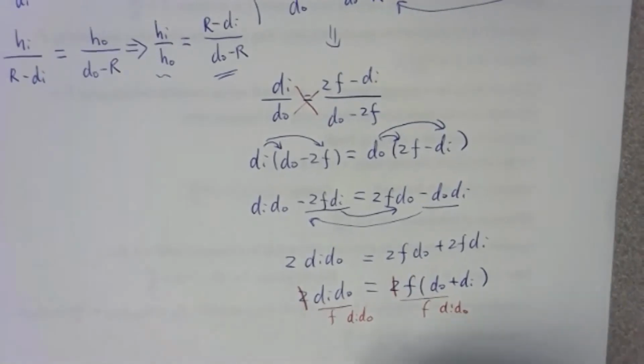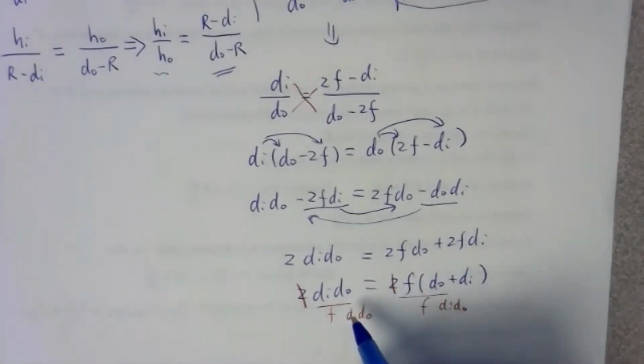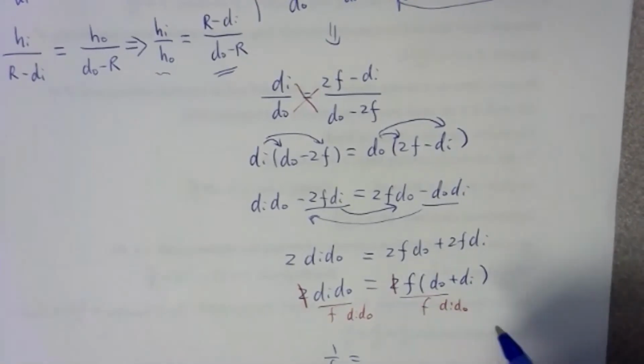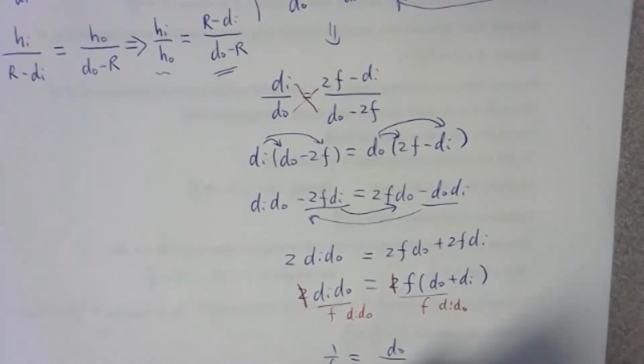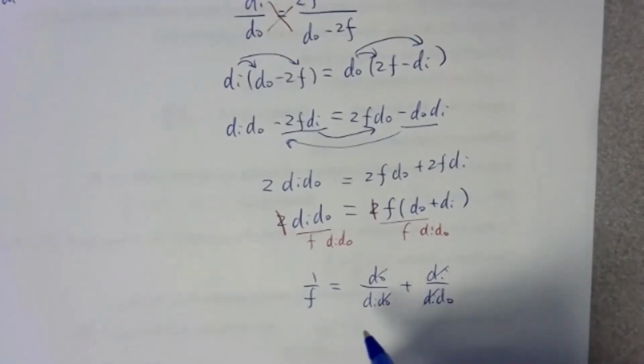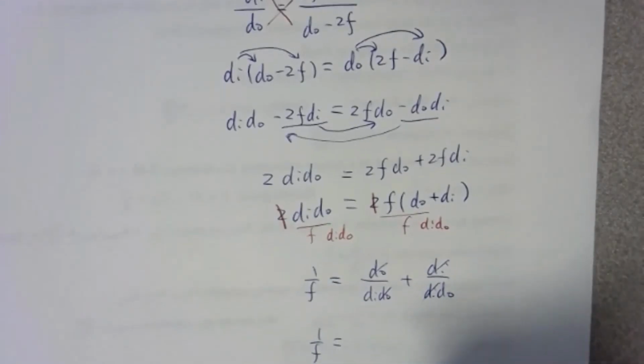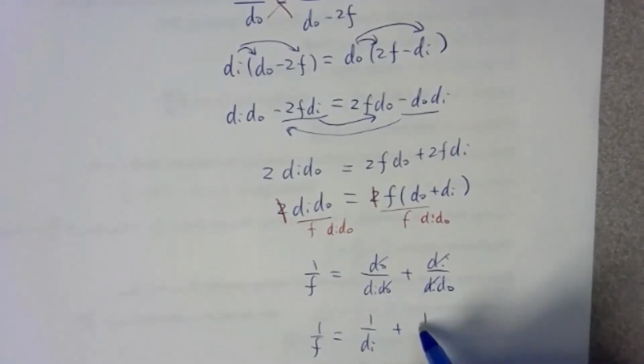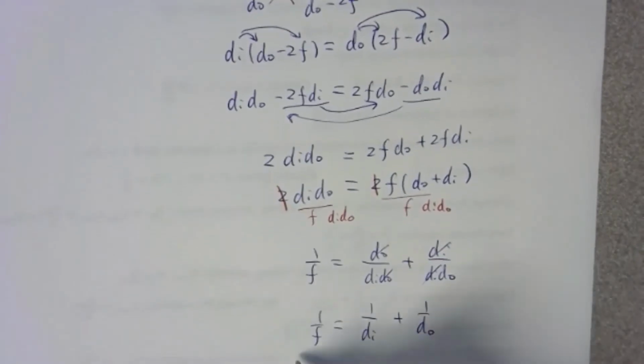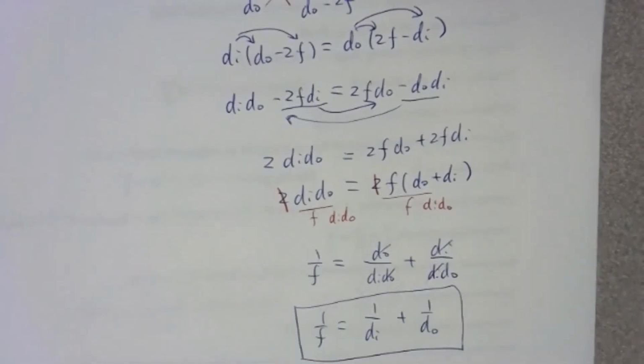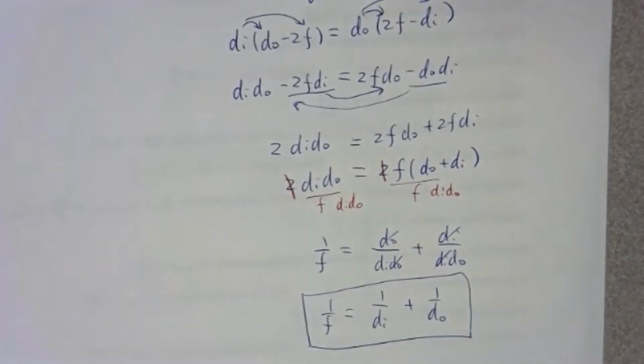After that, on the left-hand side you'll have 1 over F. On the right-hand side, the F's cancel out, and you'll have DO over DI DO plus DI over DI DO. Then the DO's cancel out, the DI's cancel out. So this will give you 1 over F equal to 1 over DI plus 1 over DO. So this is the mirror equation.